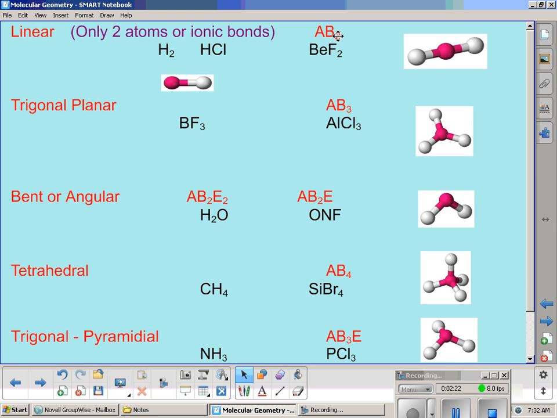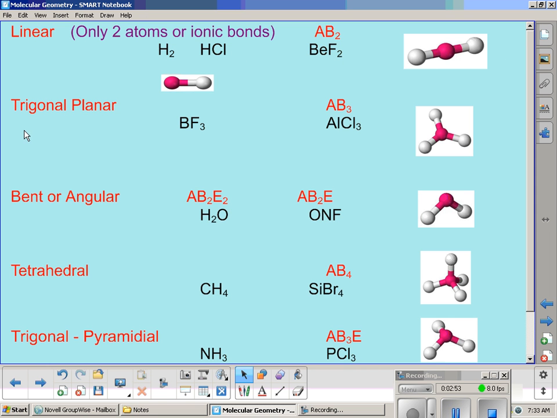Okay, in red here we have, and you'll see these as we go through this table, patterns. The A could represent an element that is in the center of our structure, and the B represents the atoms that are bonded to the central atom. So for example, if we had beryllium and two fluorines bonded to it, beryllium would be the A, and the fluorines, there are two of them, would be B2. And that would look something like this.